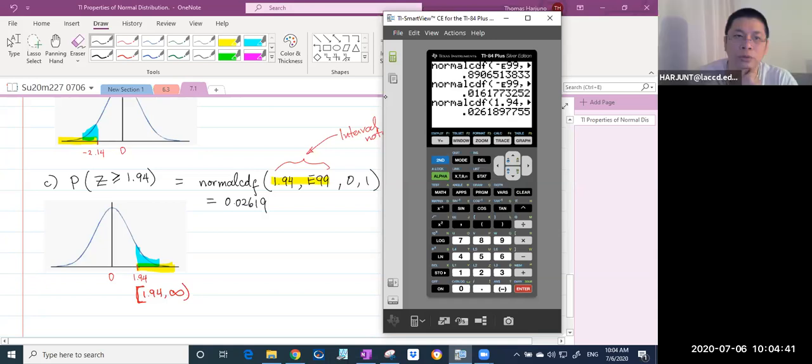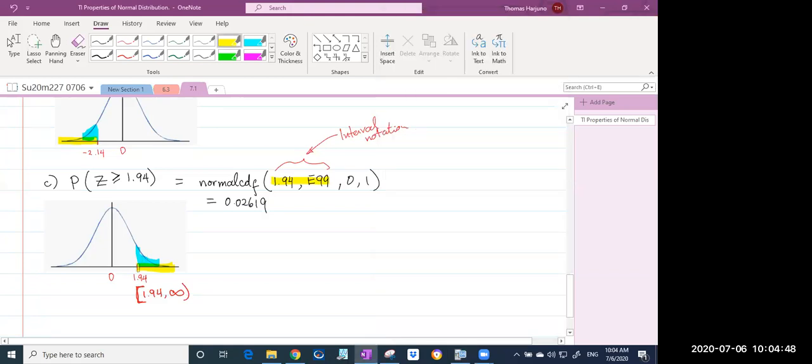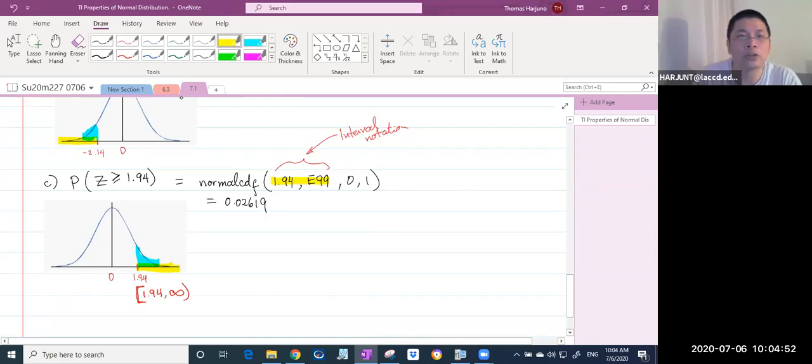Okay. Greater than or equal to, right? So we want the interval where the Z is from 1.94 and higher. Now, I strongly suggest that instead of just reading it from here, you sketch that first. Sketch that first. Okay? Yeah.